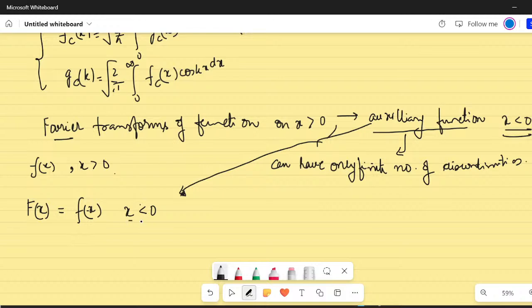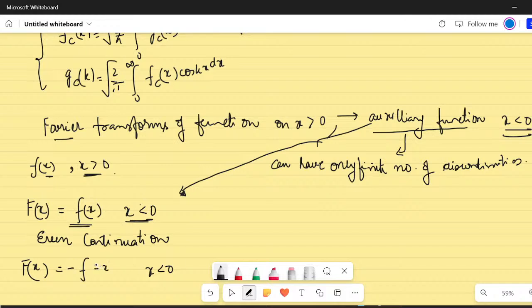See, the function is defined for all x greater than 0. So what I have done, I have defined for all x less than 0 the function as f of minus x. This is referred to as the even continuation of the function. Just a definition, don't worry, you have to remember this. And if I define my auxiliary function for all x less than 0 as simply minus f of minus x, this is called an odd continuation.